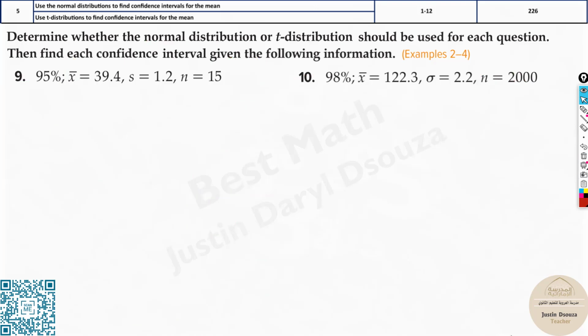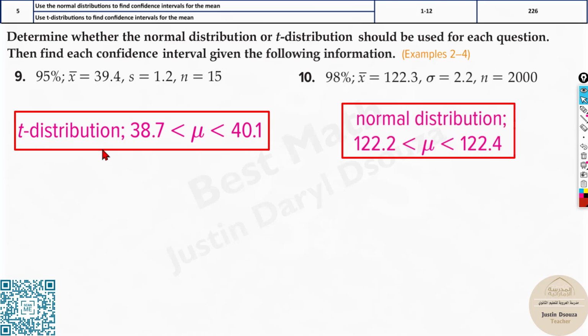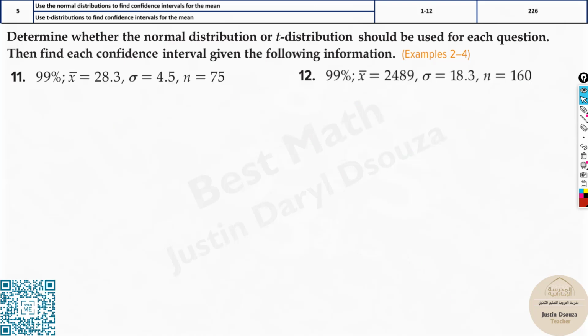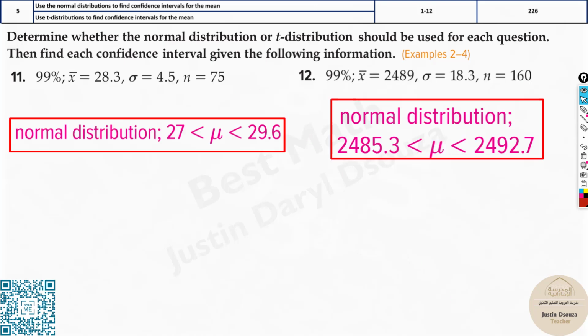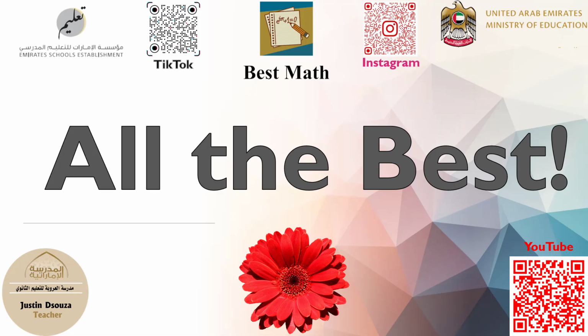Please do try these problems by yourselves and then check the answers. Here this one will be t distribution. The other one would be normal distribution if it's more than 30. Even over here, please solve it by yourselves and then check the answers. That is the end of all the writing part questions.